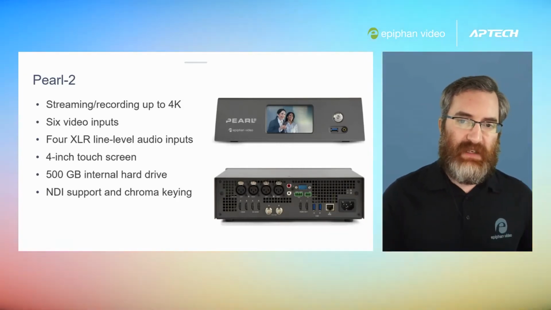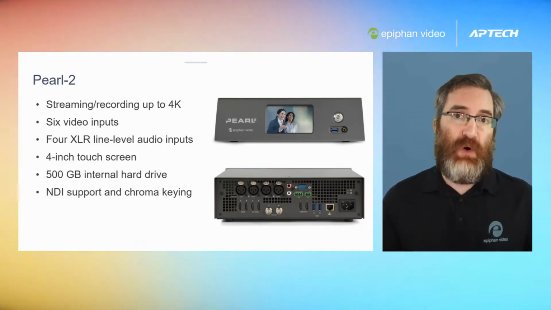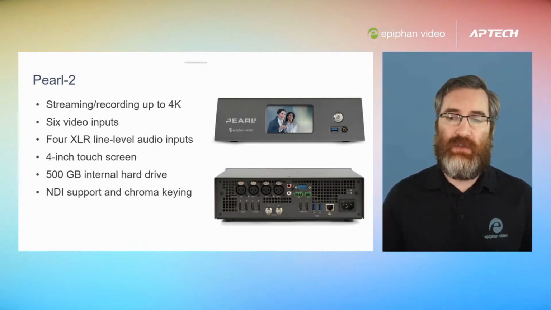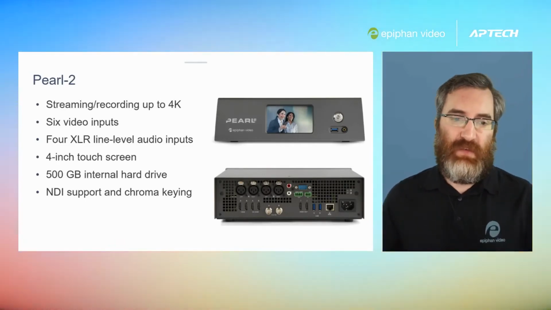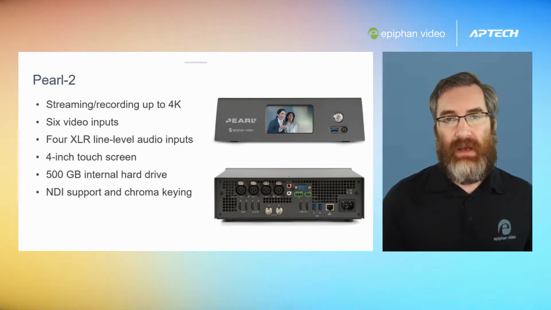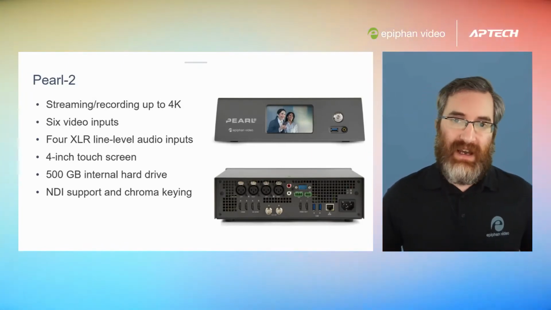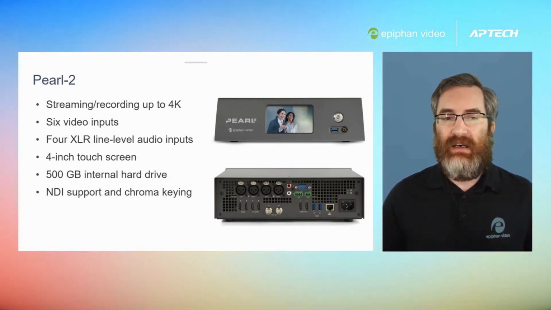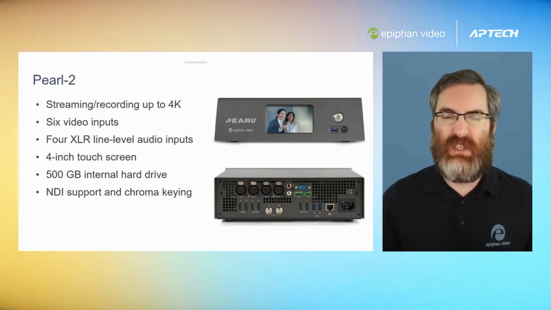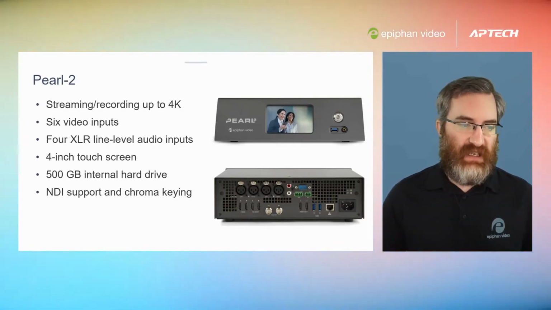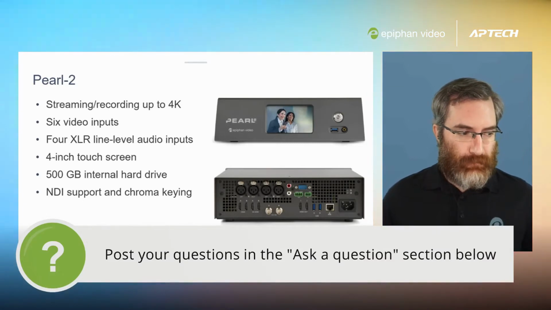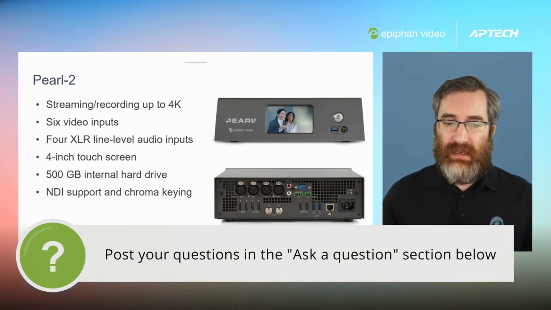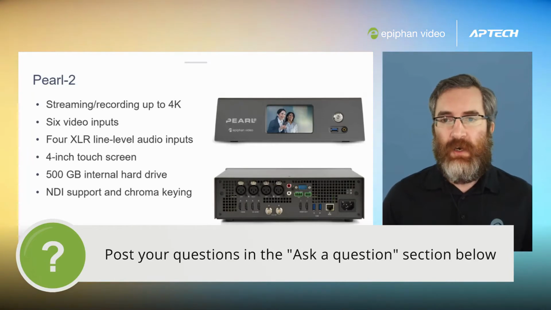Some of the most unique advantages, besides just the sheer number of inputs, twice what the Mini offers, that Pearl 2 also can provide, is slightly more advanced features like NDI support and chroma keying support. This adds a much deeper, more flexible, broader ranging production system. Again, all built in. That is already there in Pearl 2. And of course, we have more things planned.